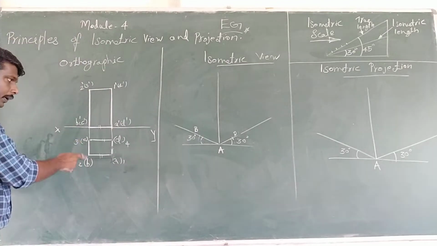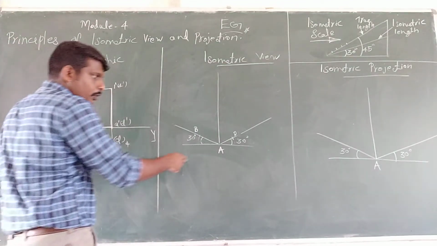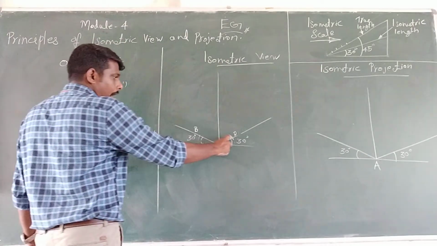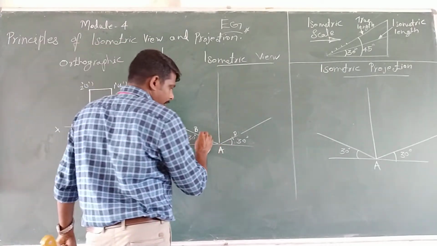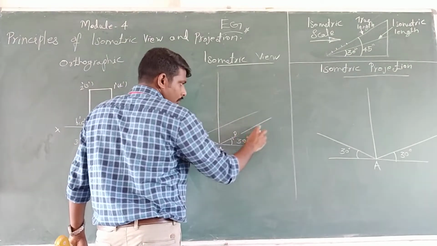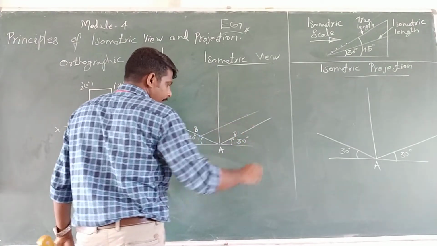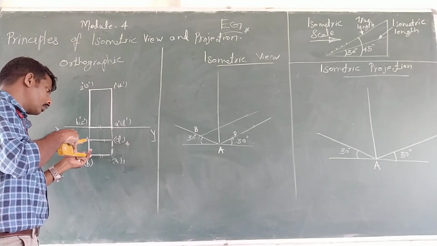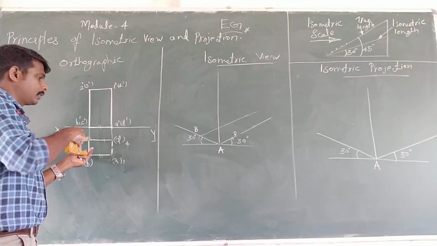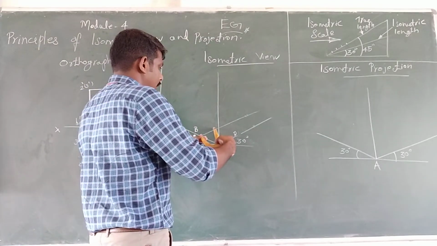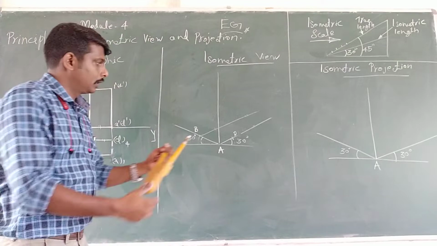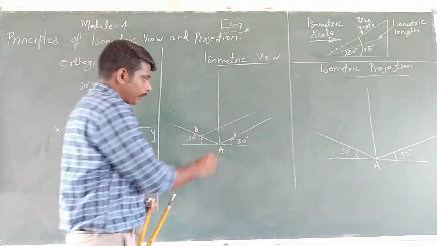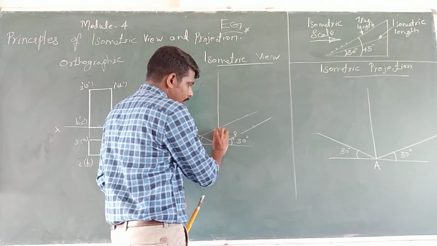B to C is perpendicular to XY line, so it should be parallel to this line. Because this perpendicular line is parallel to this. So the same way, draw a line which is parallel to this. Then mark the distance B to C here. Take the distance of A to D. Then join.